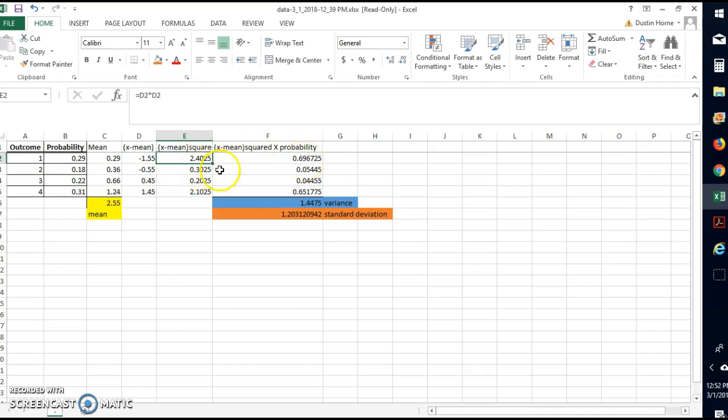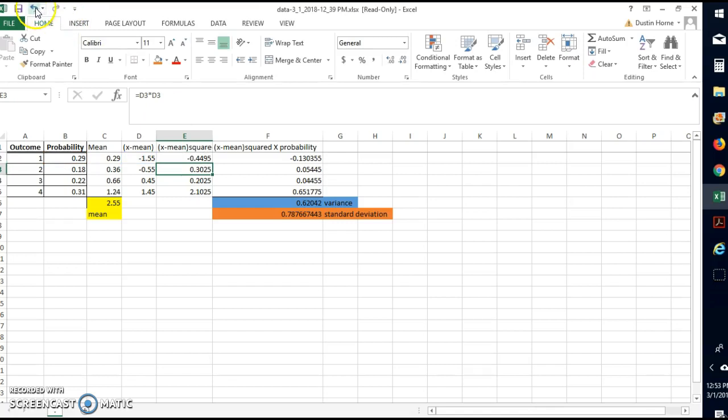And then I didn't round any. I just left it in Excel, so it's not rounded. Here's my formula. Negative 1.55 squared times 0.29. So to do the formulas, remember, all you do is you say equals, you want this number, then put your times, and then whatever cell you want to multiply it by, like the probability, and you press enter. And that's how you do it.